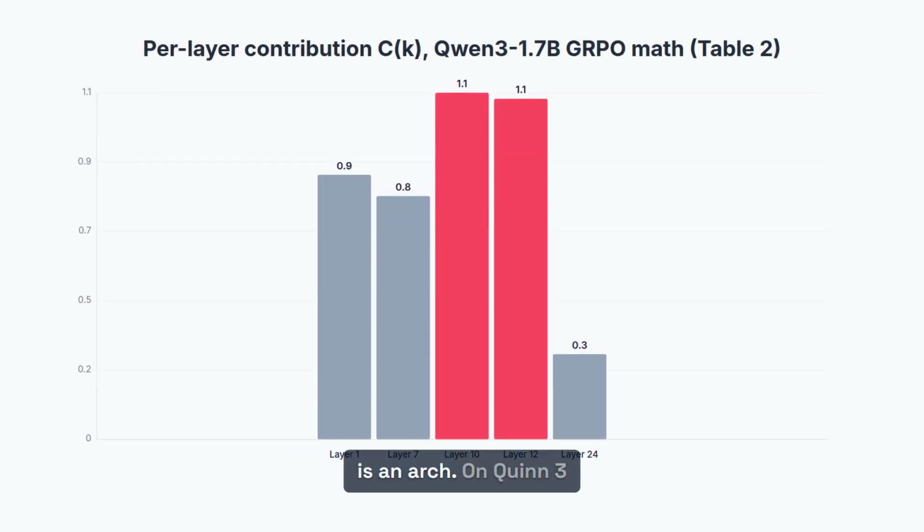The profile is an arch. On Qwen 3 1.7B, the later layers contribute little. Layer 24 scores only 0.28. But the middle layers spike. Layer 10 reaches C of 1.14, surpassing full parameter RL. Layer 12 hits 1.12. RL gains concentrate in the middle of the stack, not at the edges.